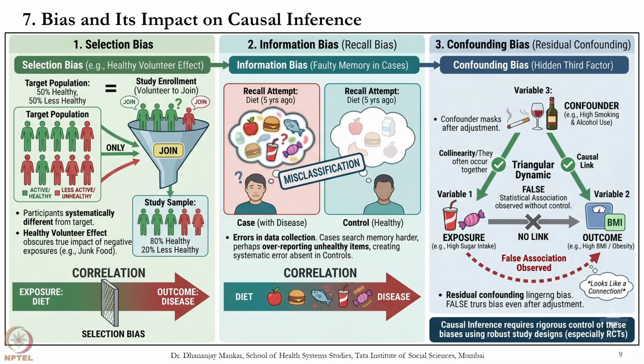Then comes confounding bias, where there is residual confounding. Confounding bias is a hidden third variable, such as smoking, alcohol or some sort of co-linearity, with a high exposure to sugar, candies, beverages. Sometimes you may find there is actually no link, which may lead to high BMI or obesity. So there is a false association observed. Residual confounding might be a lingering bias, even after the adjustment. It looks like a connection but it doesn't exist. So causal inference requires rigorous control of these biases using a robust study design, especially RCTs.